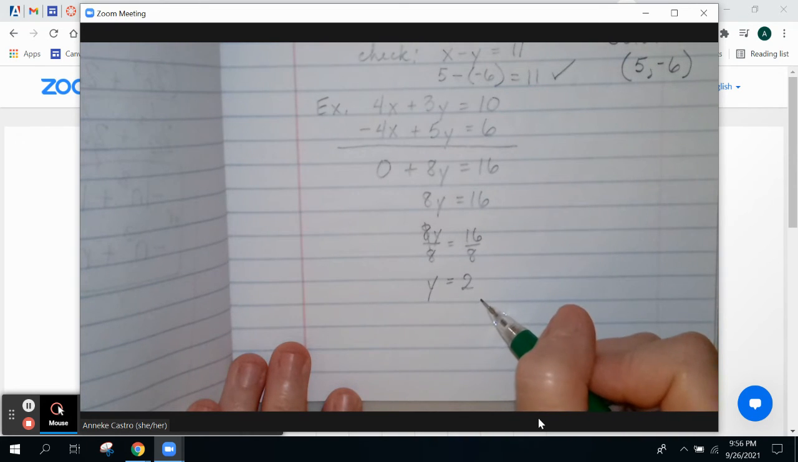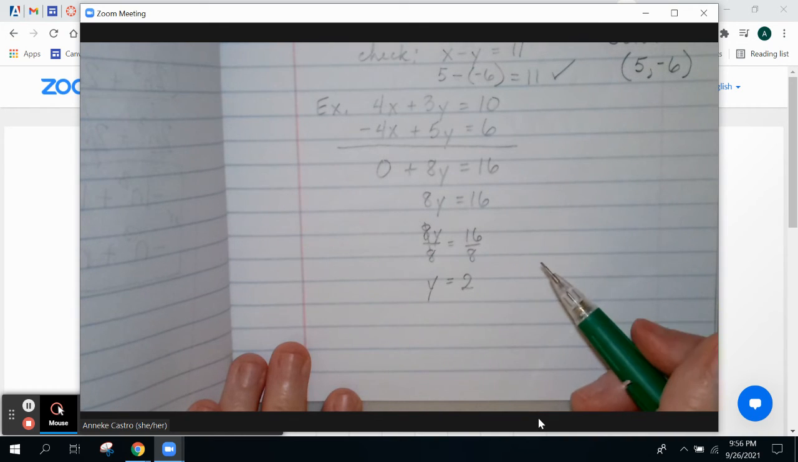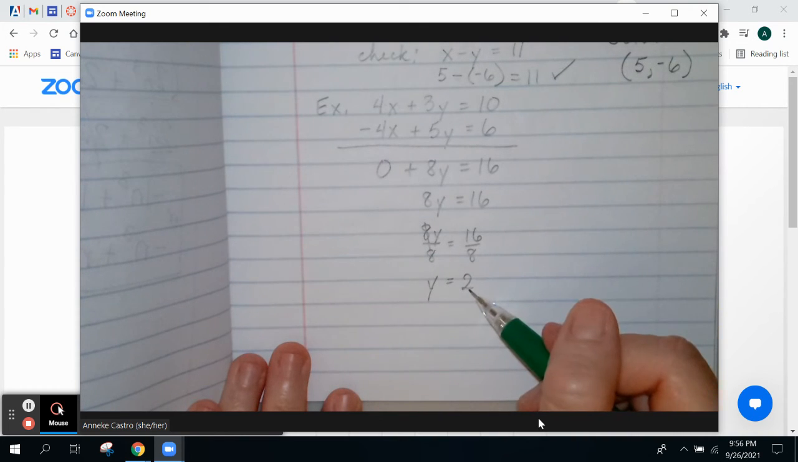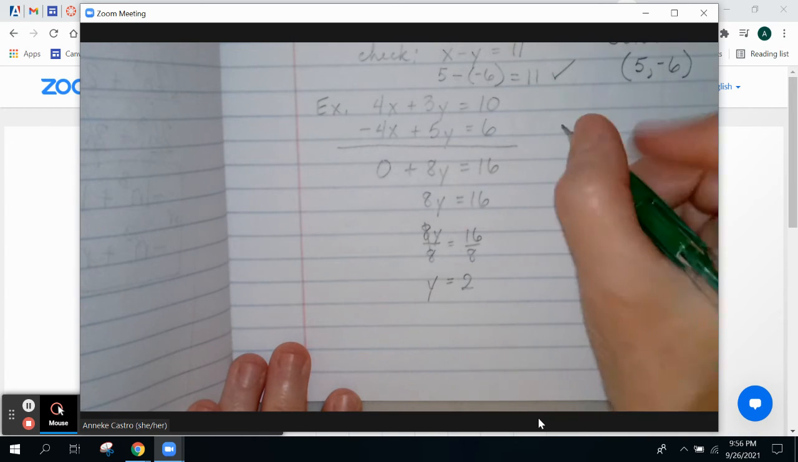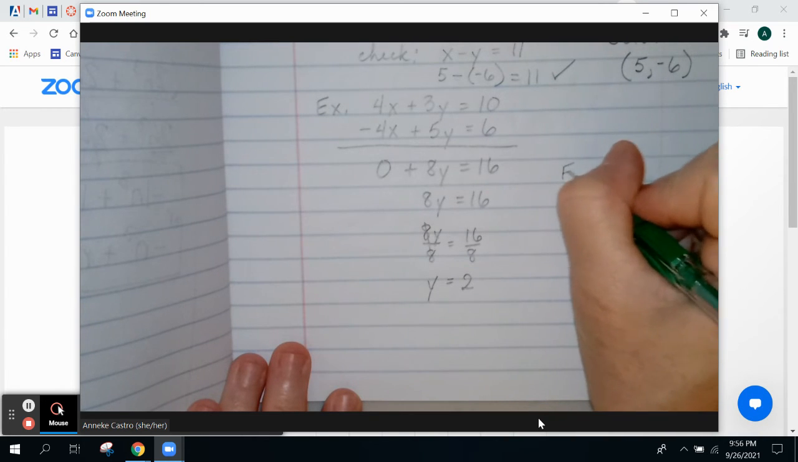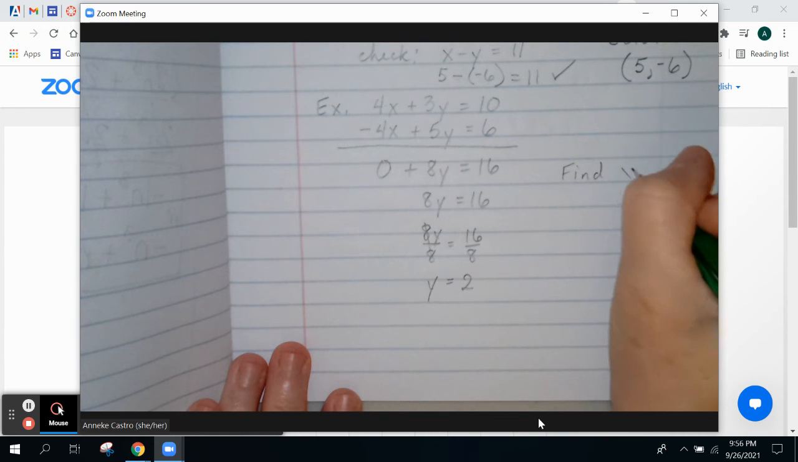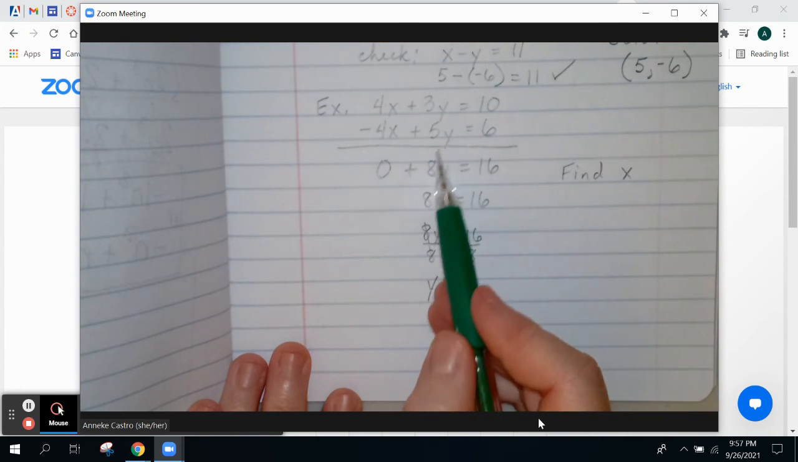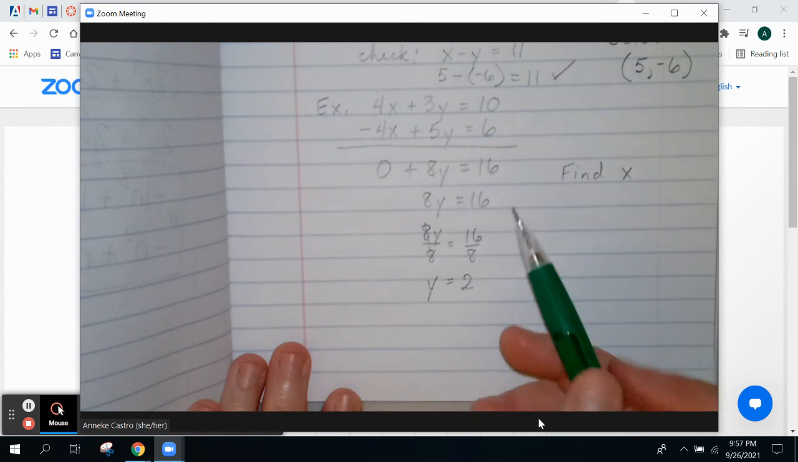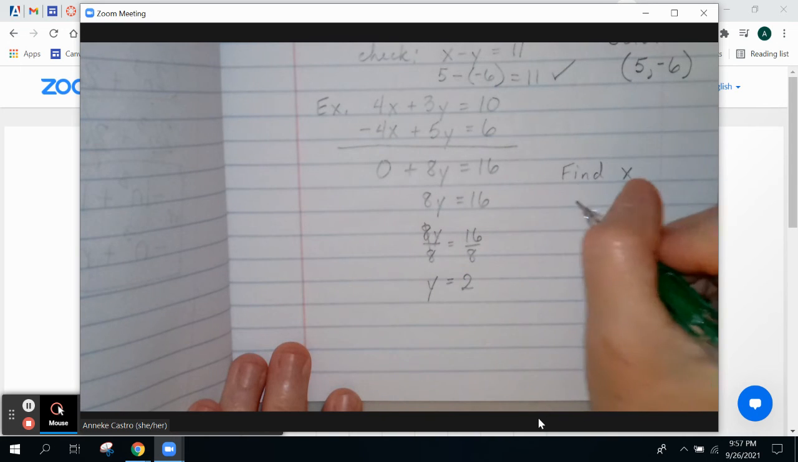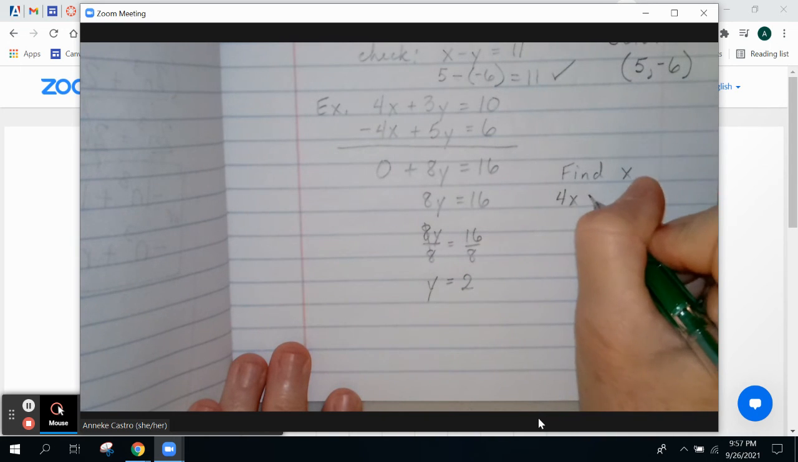Now I have y, but I don't have x. So this is kind of the opposite of what happened in my first example. Here I solved for y first, but now I need to find x. So I am going to say find x. And again, I look at my choices for equations. I like to use the one that has more positives in it. I find it easier to avoid any negatives.